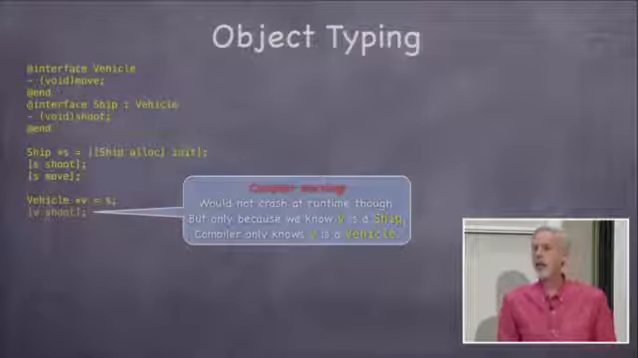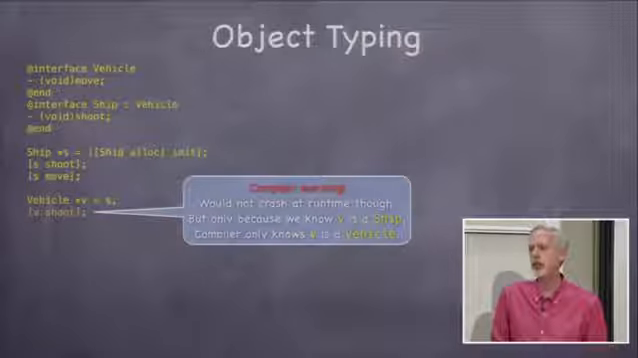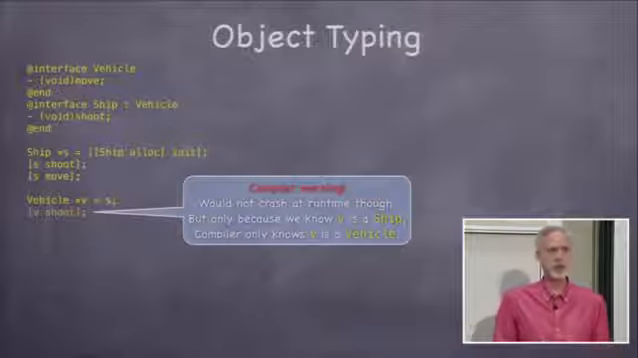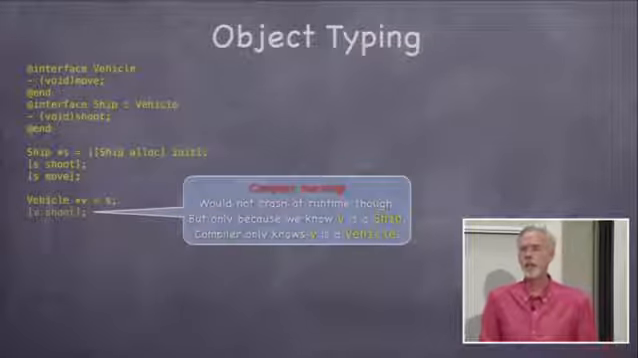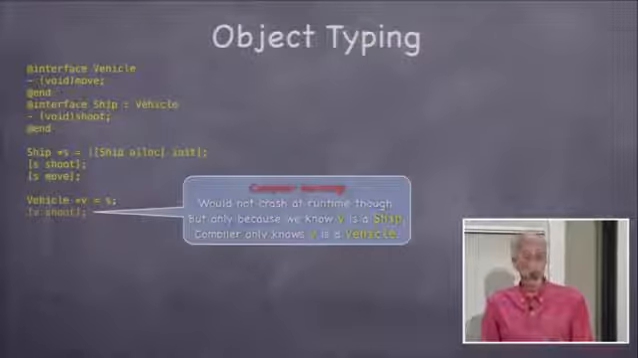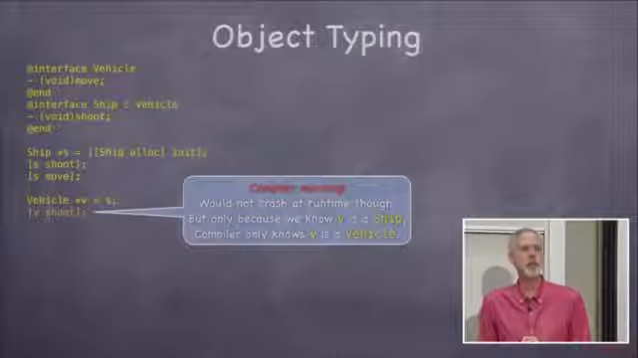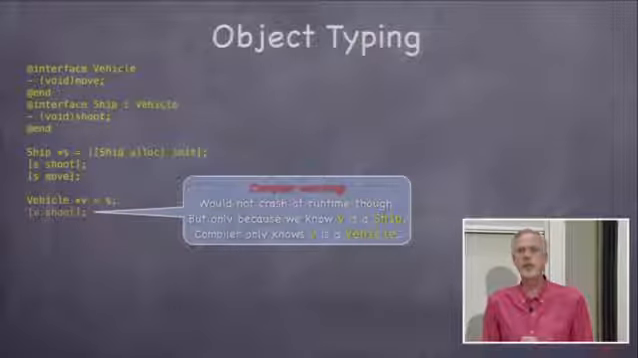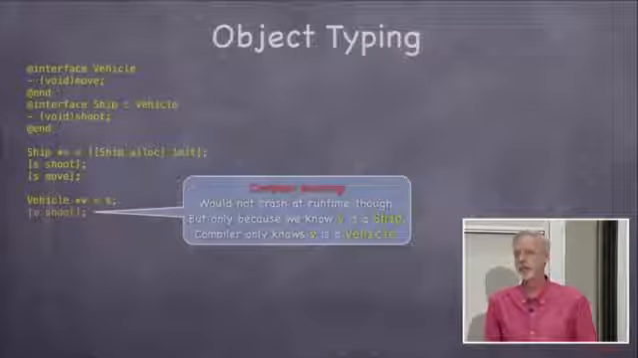At compile time, you're going to get a warning because vehicles do not implement shoot. Ships do, but not vehicles. Do you see why this gives you a warning? What about at runtime? This code will not crash because we know that v actually is a ship. So this will work fine at runtime. This is an example where you get a warning at compile time, but it runs fine at runtime.